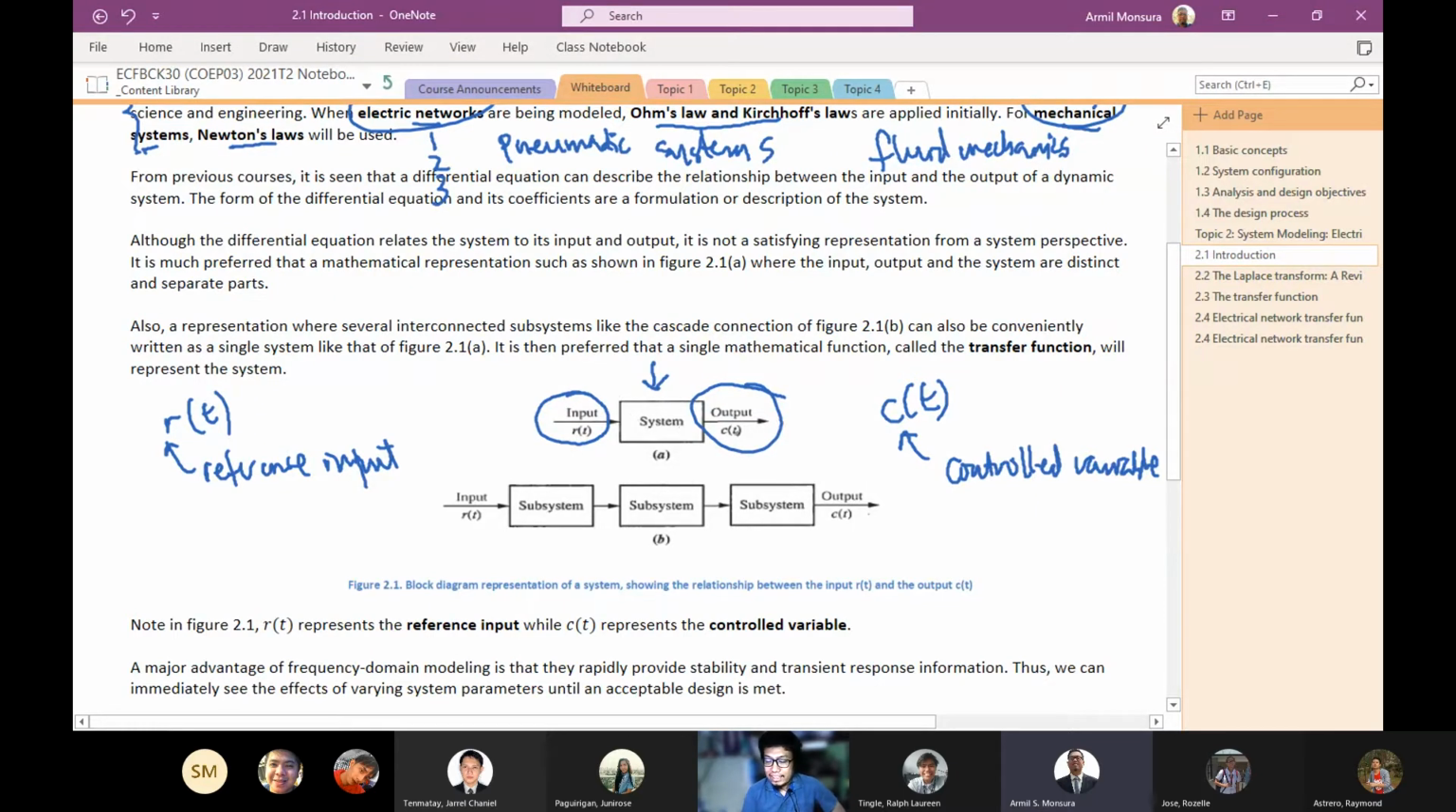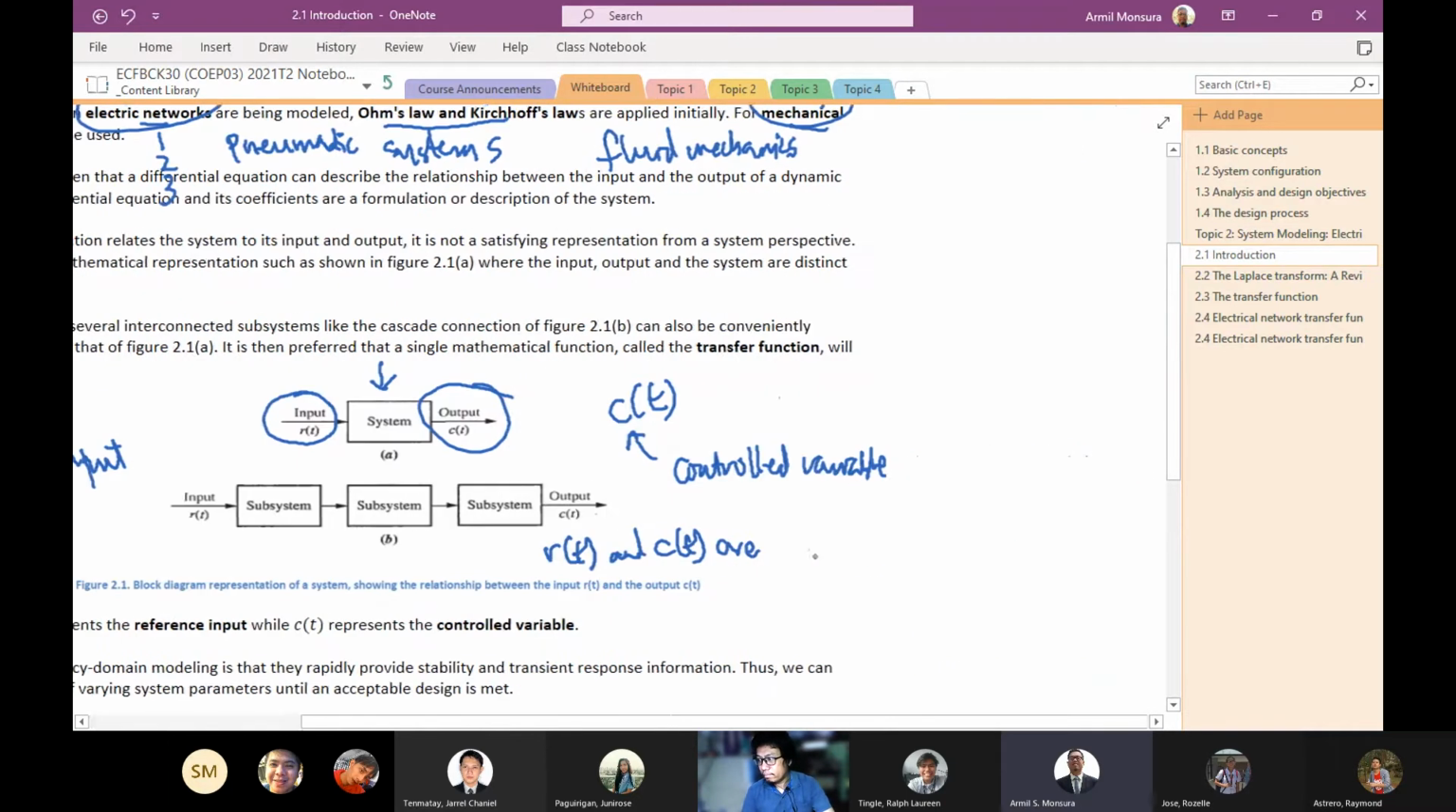Para ma-relate natin C of T with R of T, para ma-describe natin yung system natin, the relationship between R of T and C of T is that these two are related by differential equations.